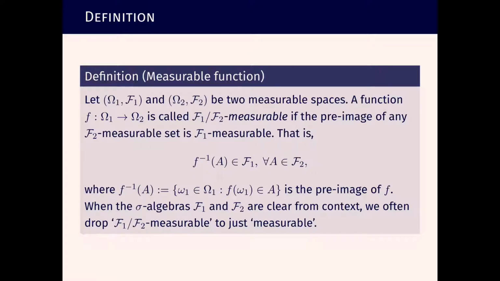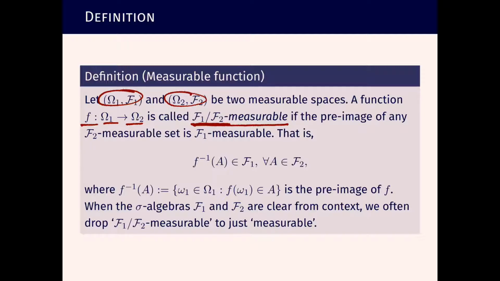So when we have two measurable spaces and we define a function that goes from one measurable space to the other one, we say that this function is measurable, and if we want to be explicit about the fact that this definition depends on the choice of F1 and F2, we say F1, F2 measurable.